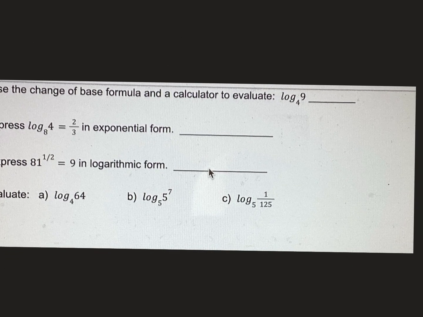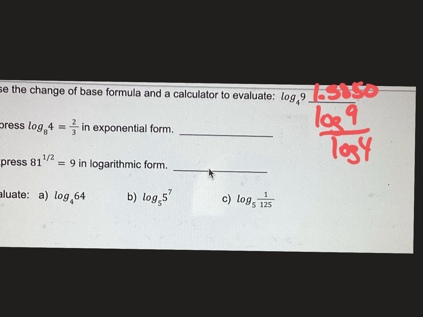14, use the change of base formula. Change of base formula means you do log of the big number, 9, over log of 4. And just punch that in and see what kind of decimal we get. I'm getting 1.58, well, really 1.5850.